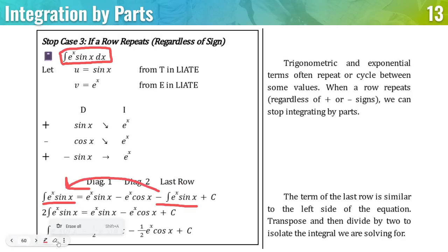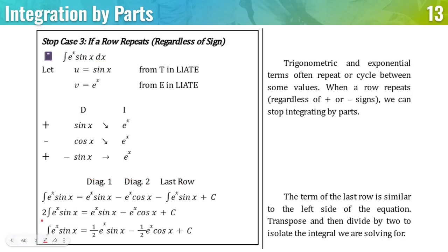So you have twice the integral of e^x sine x. And since you're solving only for this, you divide everything else here by 2. So that gives you integral of e^x sine x is equal to 1/2 e^x sine x minus 1/2 e^x cosine x plus c. So this is the last one.